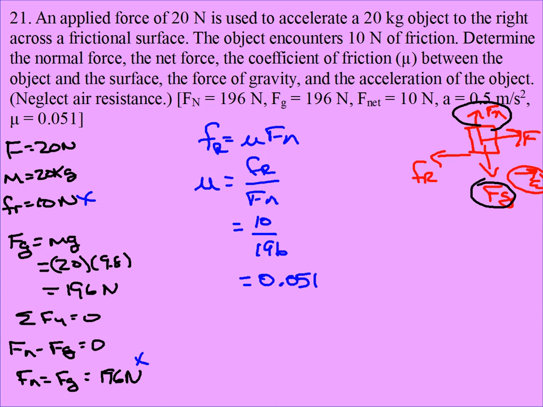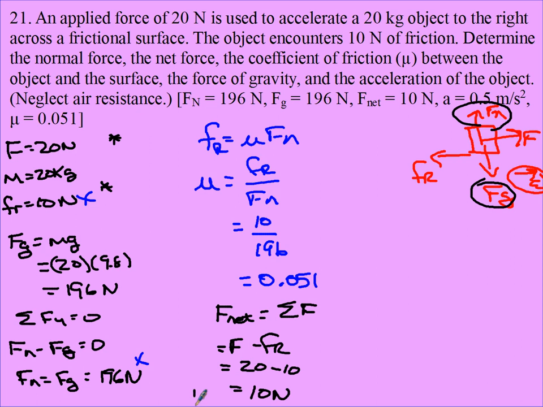Now, let me find the net force. This is kind of straightforward. F net, you remember, is just the summation of the forces. So what forces do I have acting? I have F to the right minus friction to the left. So F is 20. Friction is 10, so it's minus 10. So in this case, my net force is 10 newtons.